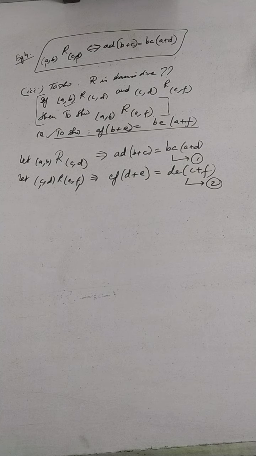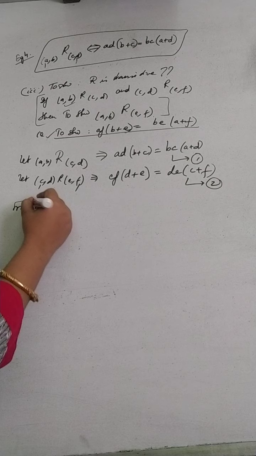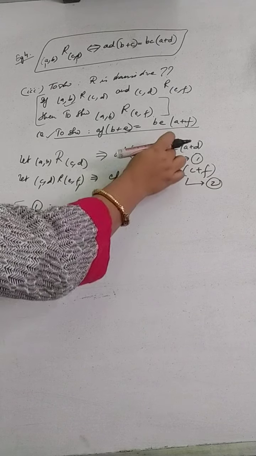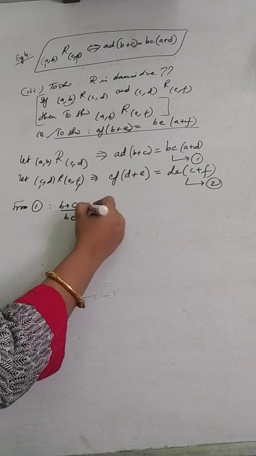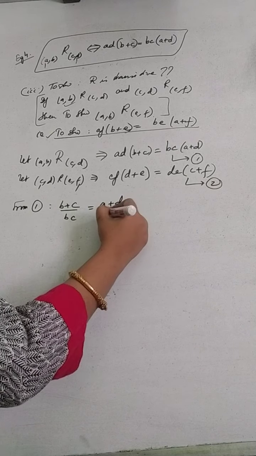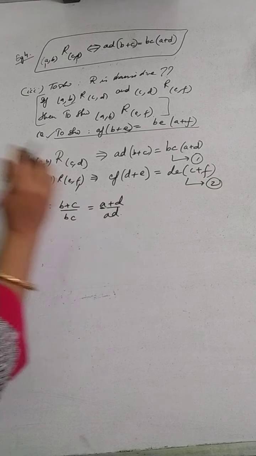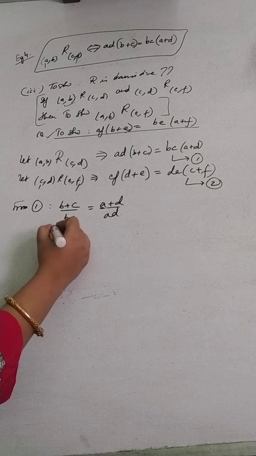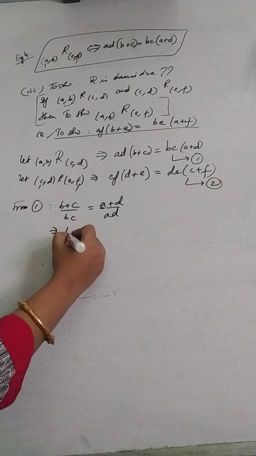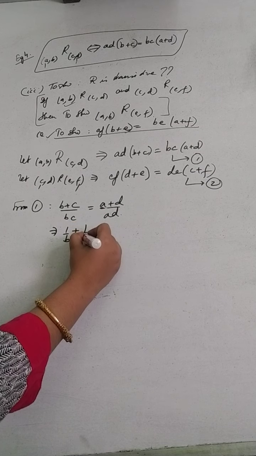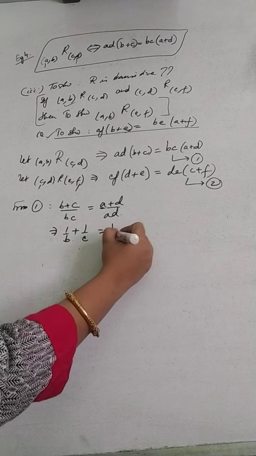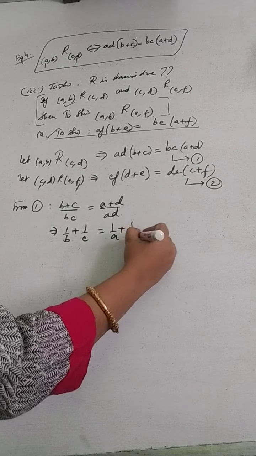Because notice something, when I simplify the first equation, what do I have? The first equation has BC and B plus C, I am writing together. So (B plus C) by BC is equal to (A plus D) by AD. Okay. For the sake of convenience I am doing this. This will mean that 1 by B plus 1 by C is equal to 1 by A plus 1 by D.